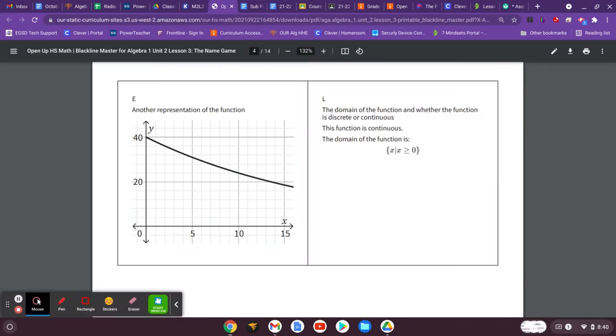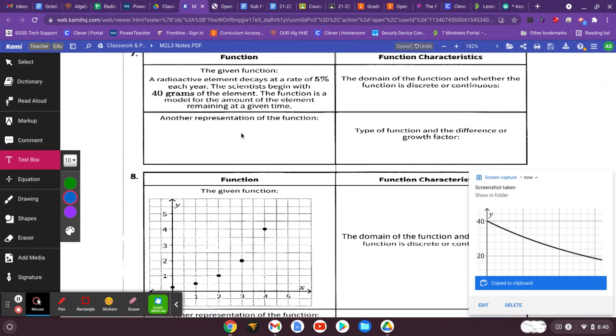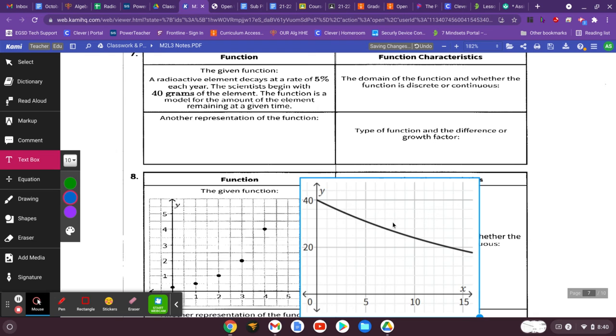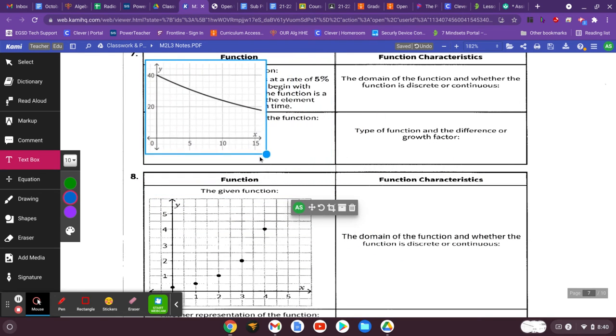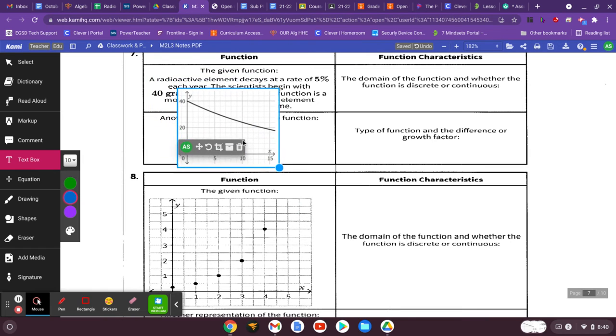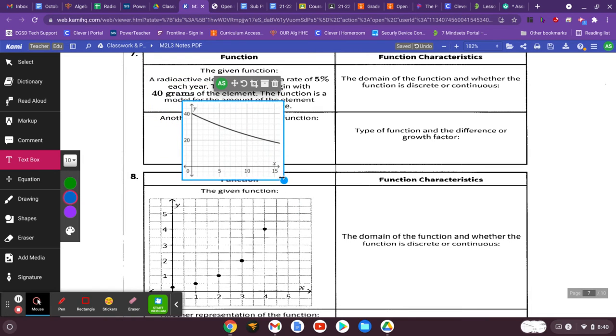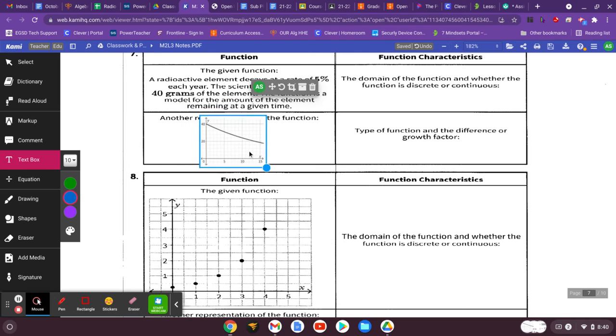Capture. Okay. So if you notice, we start with 40 grams and it decays at 5%. So it has to go downhill. And so to do that, we don't have a whole lot of space for this graph. So we're going to have to make it kind of tiny on this page anyway. You can tape yours on however it works.